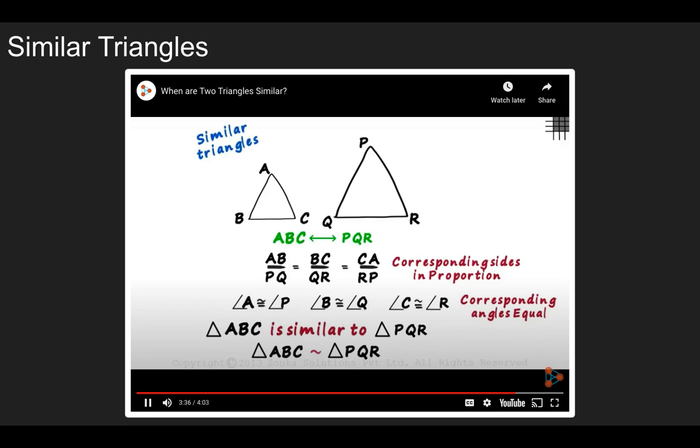So if we are told that all pairs of corresponding sides are in proportion, we can be sure that the triangles are similar. Or even if we were told that the corresponding angles are equal, we can be sure that the triangles are similar.